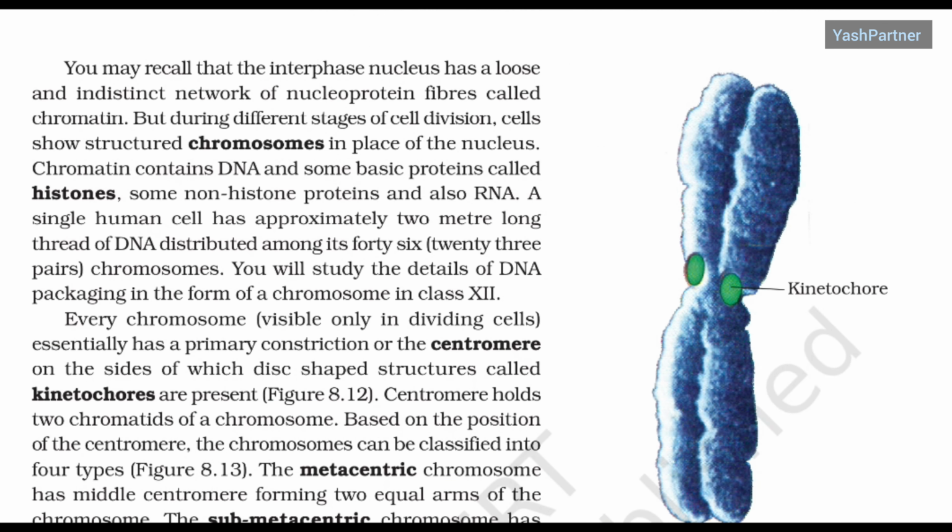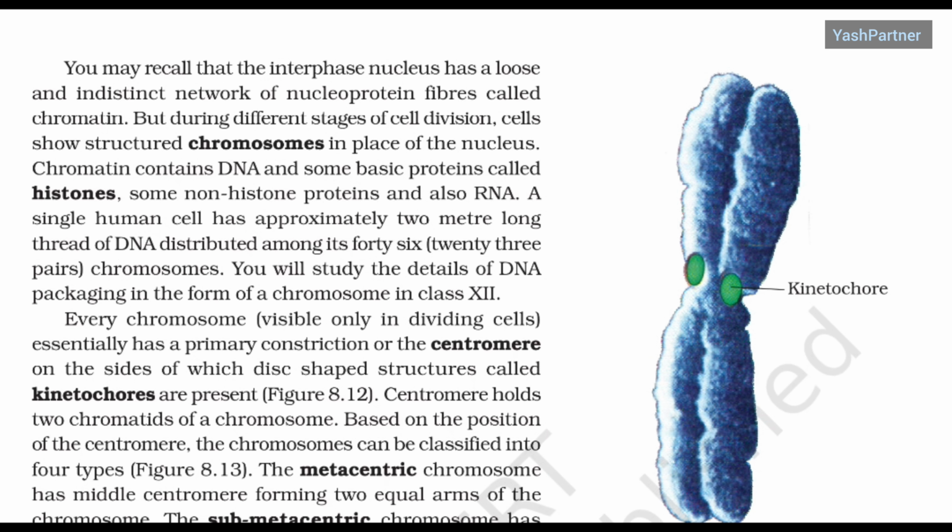You may recall that the interphase nucleus has a loose and indistinct network of nucleoprotein fibers called chromatin. But during different stages of cell division, cells show structured chromosomes in place of the nucleus. Chromatin contains DNA and some basic proteins called histones, some non-histone proteins and also RNA. A single human cell has approximately 2-meter long thread of DNA distributed among its 46, that is 23 pairs, of chromosomes. You will study the detail of DNA packaging in the form of a chromosome in class 12th.